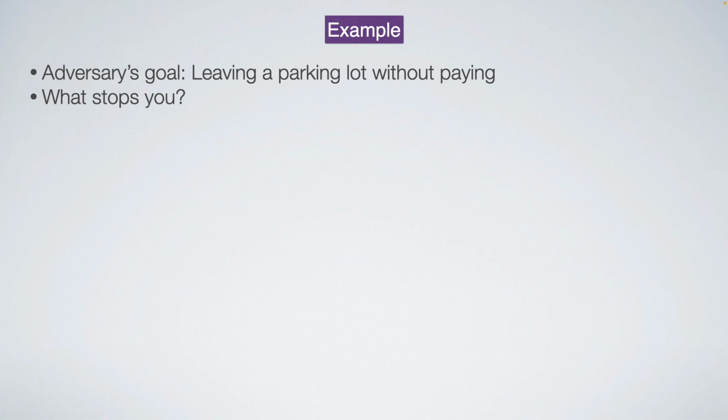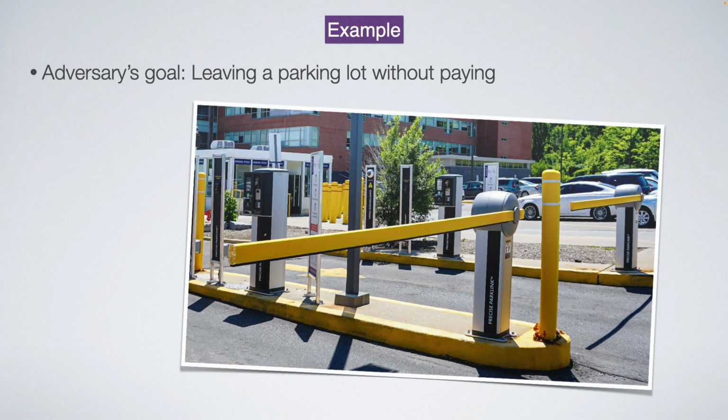So let's go through the exercise together. I want to leave the parking lot. I don't want to pay. Why can't I? First off, why can't I just leave? Can I just leave? No? Why? Okay, it's in the picture. All right, so there's this arm. Great, so we have an attack. I want to leave. There's this arm. That's the defense mechanism. Now the question is, can I defeat that arm somehow?